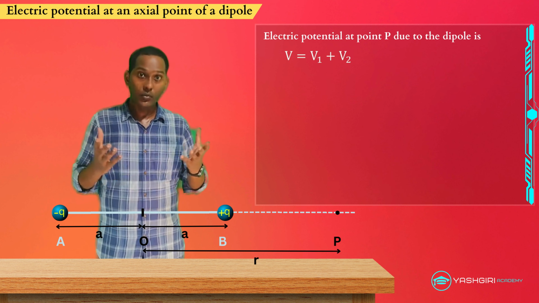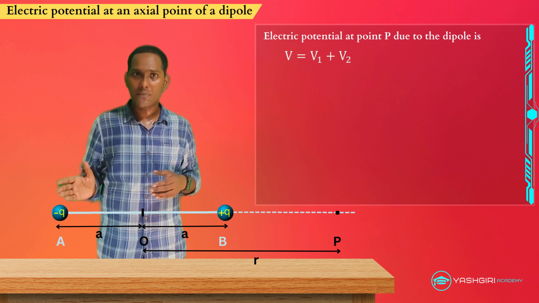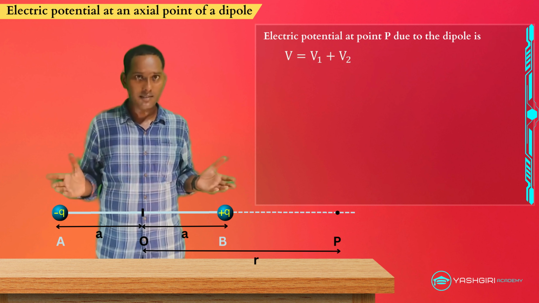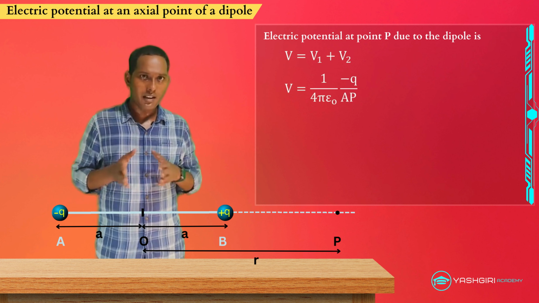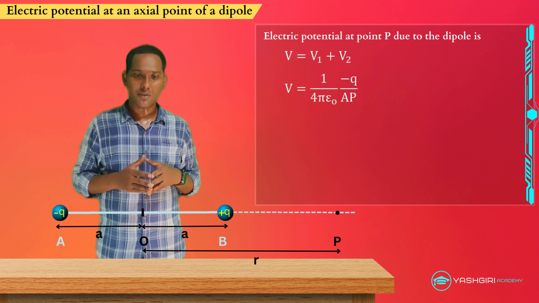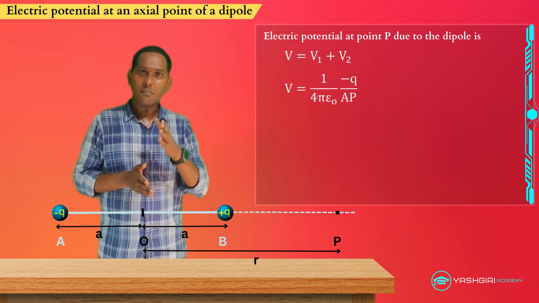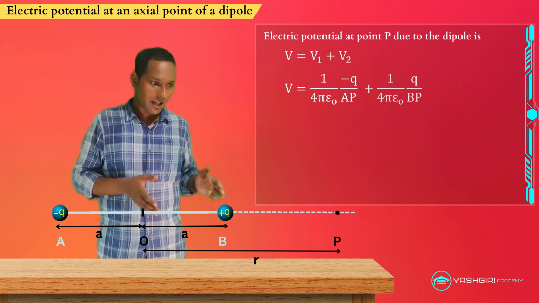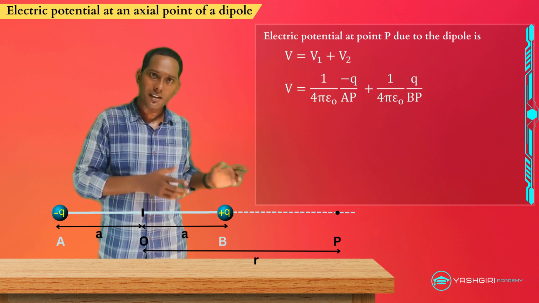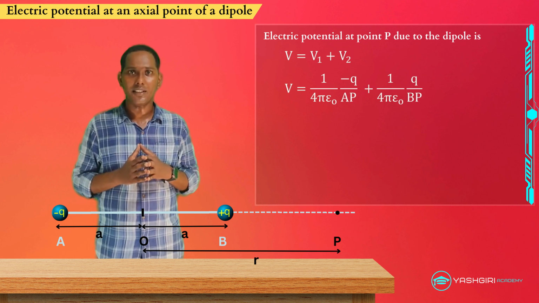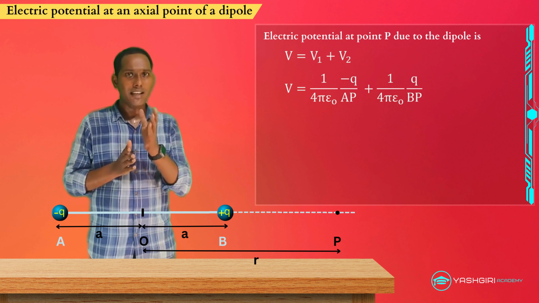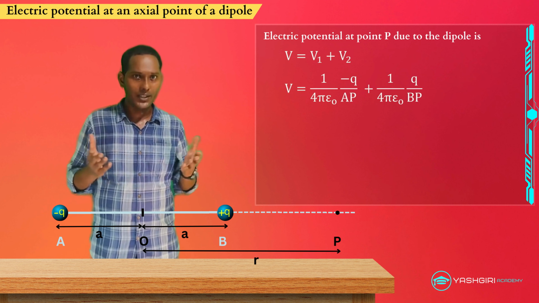So V1 will be 1 over 4 pi epsilon naught, the negative charge, divided by the distance. The distance is going to be AP in this case. All right, now what about V2, students? V2 is also simple, 1 upon 4 pi epsilon naught, the charge q, over the distance that is BP, right? So that's the case. Now we have to get AP and BP, right?